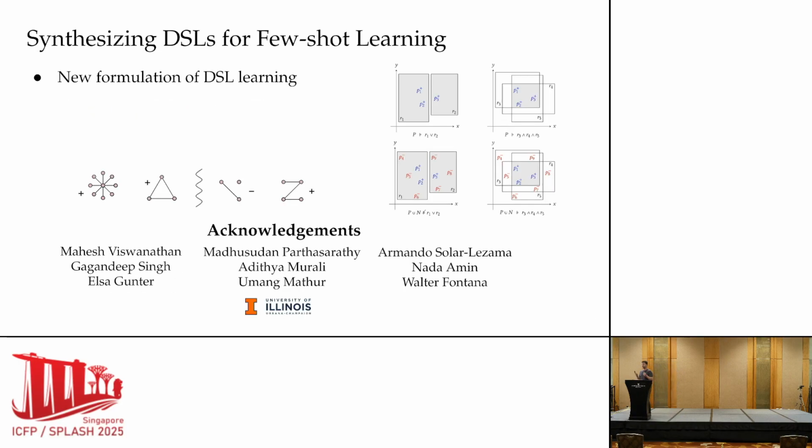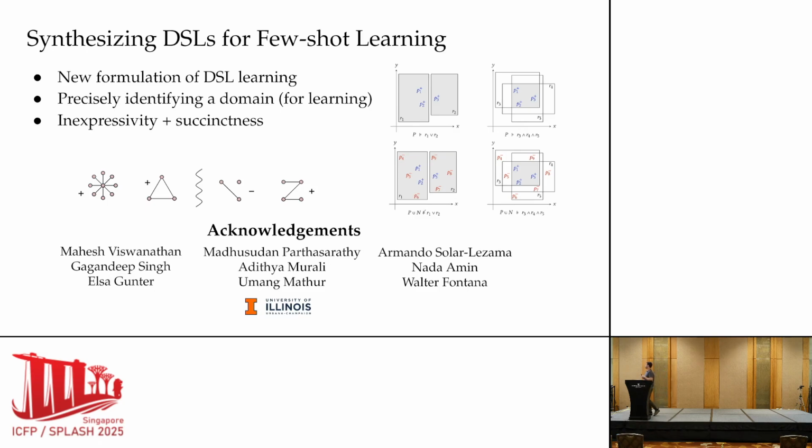Okay, so that's it. I think this is a very interesting new formulation of DSL learning, which is about precisely identifying a domain for the purpose of few-shot learning. It introduces a kind of signal related to inexpressivity and succinctness, where solutions to learning problems should be relatively more succinct than tempting non-solutions. And we proved decidability for a rich class of base languages. That's all.